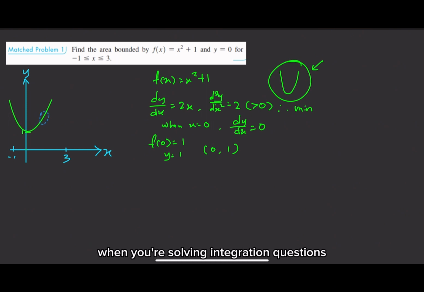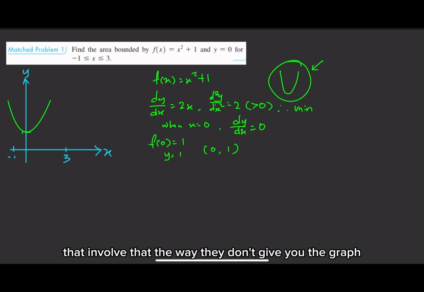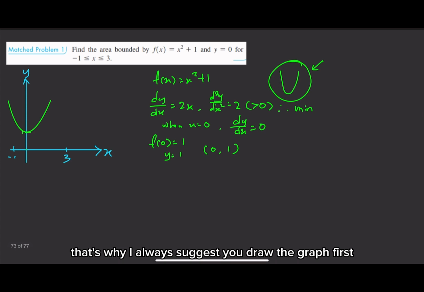Always remember when you're solving integration questions where they don't give you the graph, you have to draw it out yourself to find the total area. Otherwise, you end up making huge mistakes. That's why I always suggest you draw the graph first. So the graph approximately looks like this. And y equals to 0 is just this axis. It's here. Right?